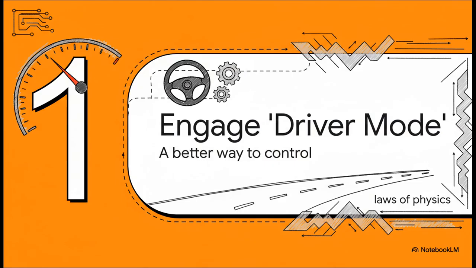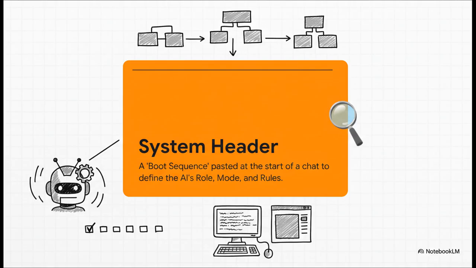So, what's the fix? Well, we need to engage what I call driver mode. This is all about setting the rules of the road for our AI before the conversation even gets started. And the tool we use for this is the system header. Now, I want you to think of this like a boot sequence for a computer. It's just a structured block of text that you paste at the very beginning of a chat. And its whole job is to tell the AI exactly what it is and how it should behave, by defining its role, its mode of thinking, and the specific rules it has to follow.